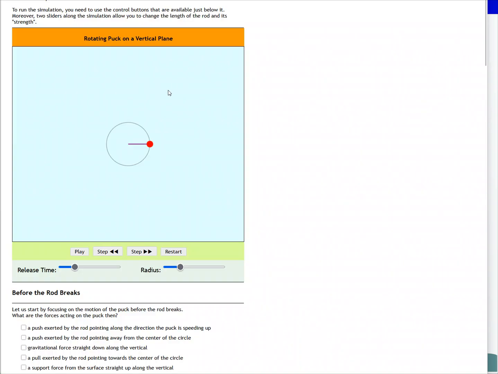The second simulation that you'll be working with is identical to the first one, except you see here the bluish background is to tell us that it is rotating along a vertical plane. It's not sitting on anything, it's just along a vertical plane. But it works the same way. So here, for example, the default setting.